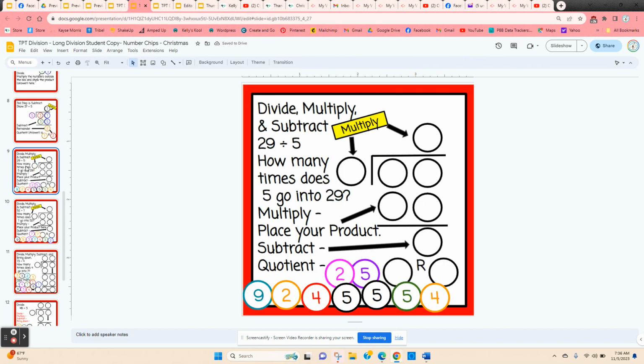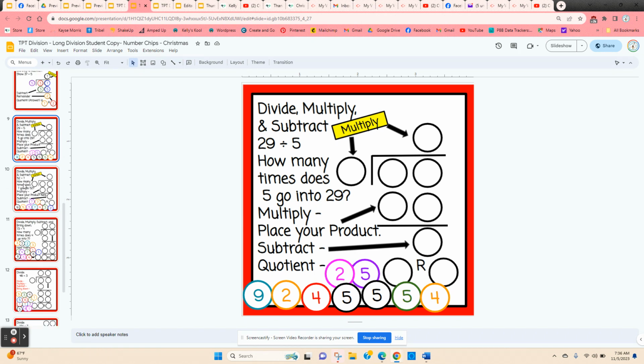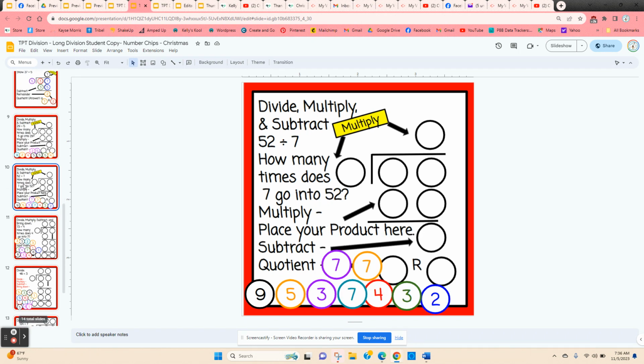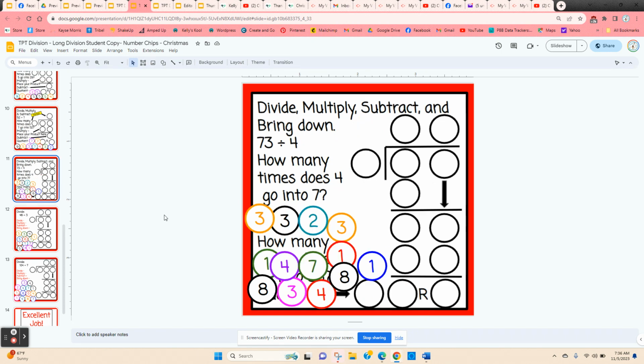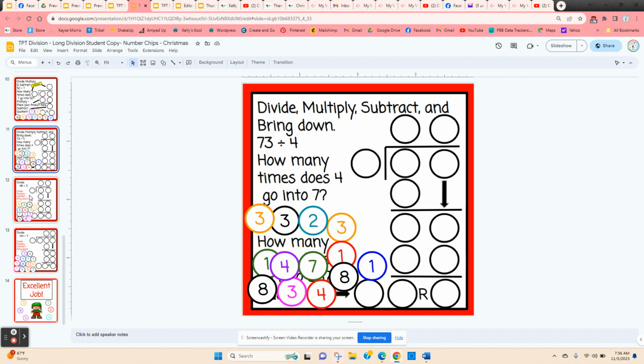And then they get some little bit more difficult problems as they go. So here, 29 divided by 5, they're going to do the same thing. 52 divided by 7. And they're going to add a few more steps here until they're using all of the steps. Subtract, bring down.